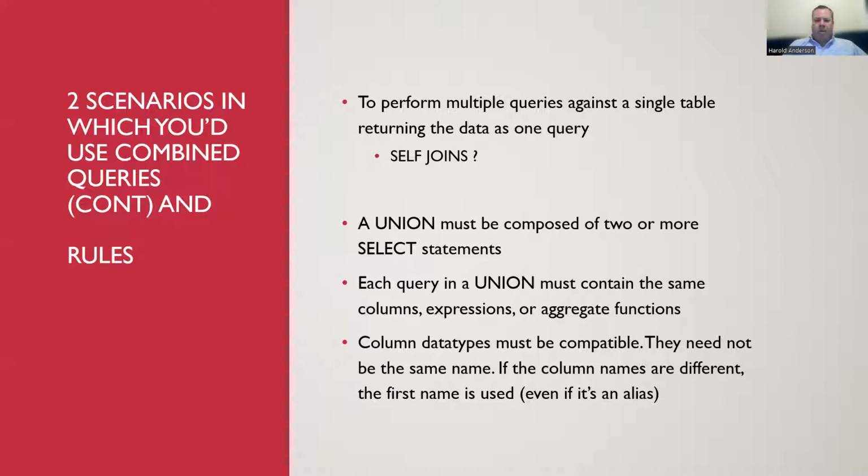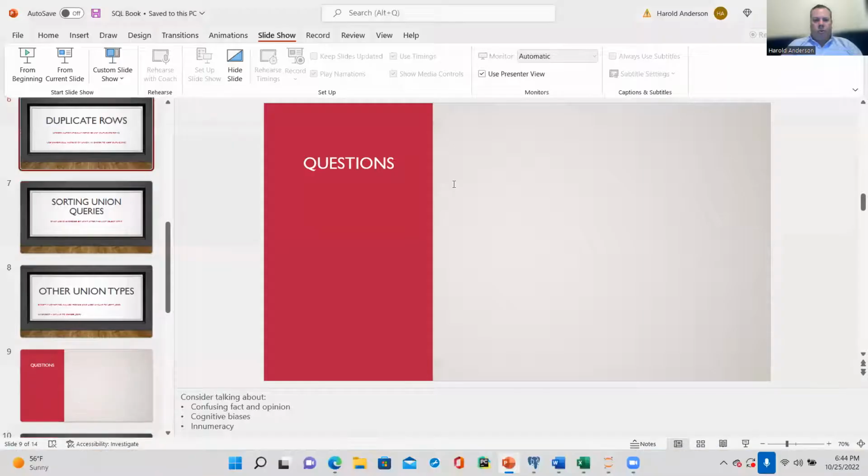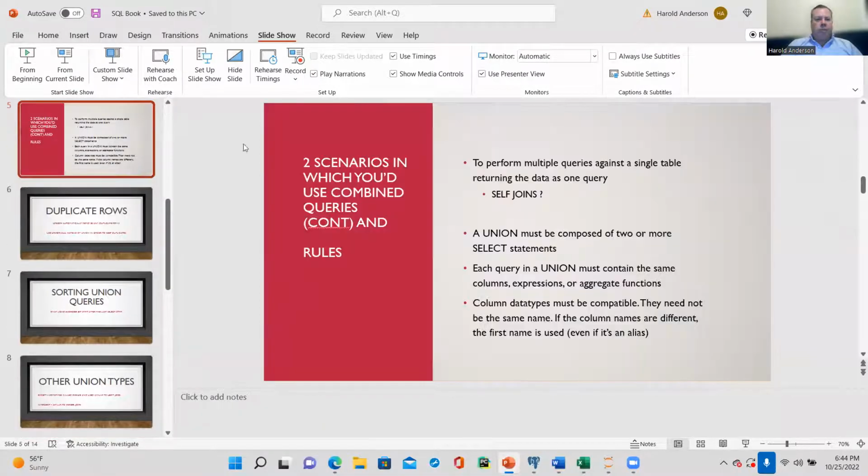A union must be composed of 2 or more select statements. That's kind of obvious. And each query in a union must contain the same columns, expressions, or aggregate functions. And column data types must be compatible. They need not be the same name. If the column names are different, the first name is used, even if it's an alias. So those 3 are the rules for using the union.